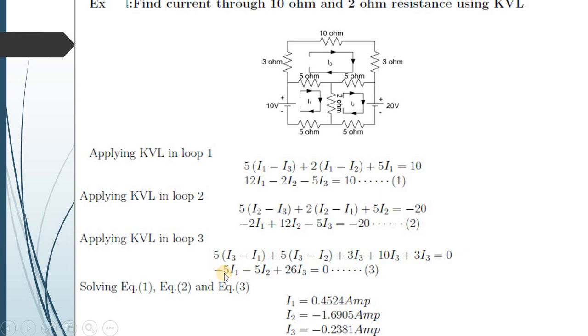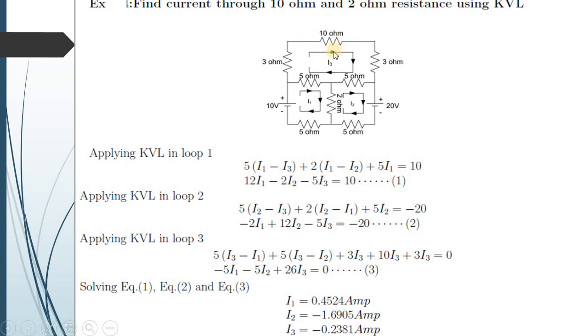So by rearranging, it is minus 5 I1 minus 5 I2 plus 26 I3 is equal to 0. And by solving these three simultaneous equations, we will get I1, I2 and I3. Now we have to find out the current through the 10 ohm resistance. So the 10 ohm resistance is in that loop 3, so the current flowing through that resistance is only I3.